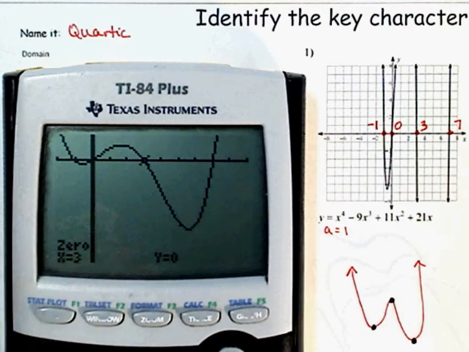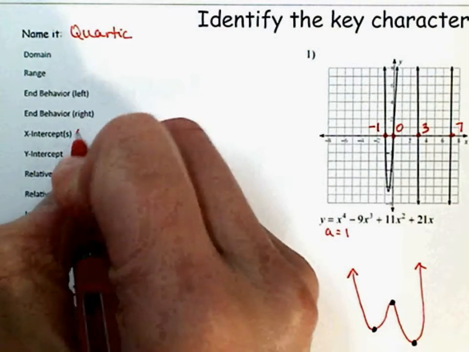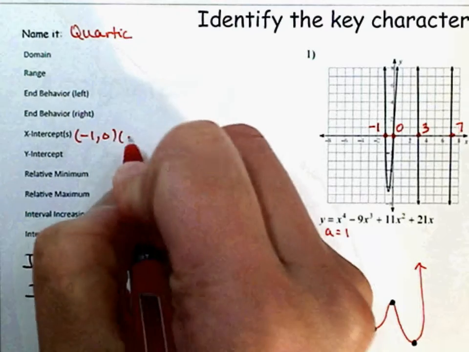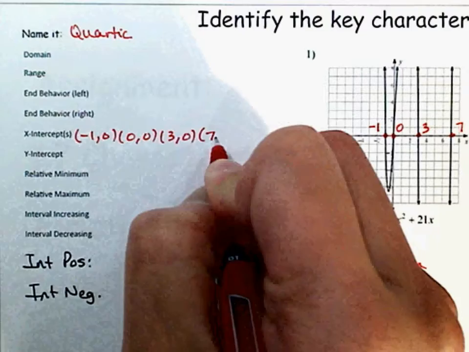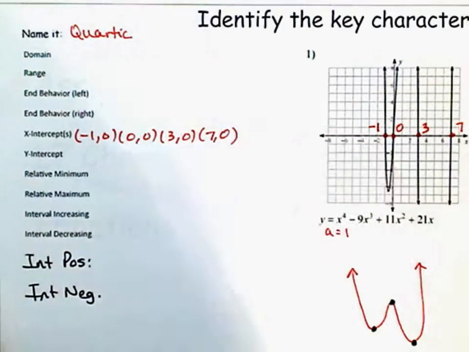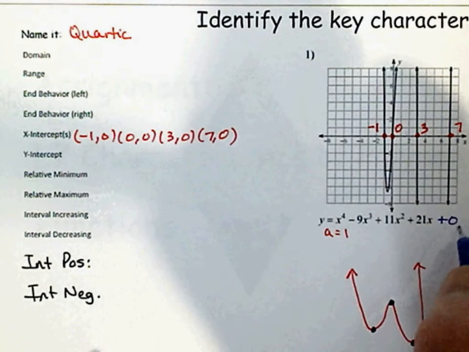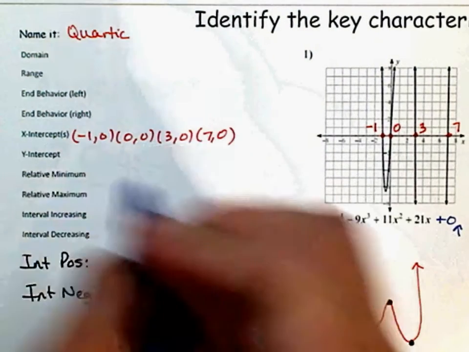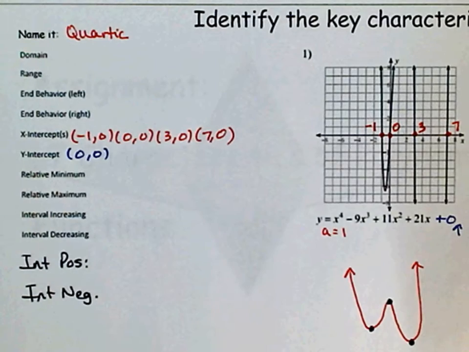Okay? So I have found all my x-intercepts. I'm going to go ahead and write my x-intercepts: (-1, 0), (0, 0), (3, 0), (7, 0). All right? My y-intercept. Now, take a look. It's always this number. Notice I don't have a number at the very end, so I'm going to add it. (0, 0) is my y-intercept. It's always going to be your constant right there.